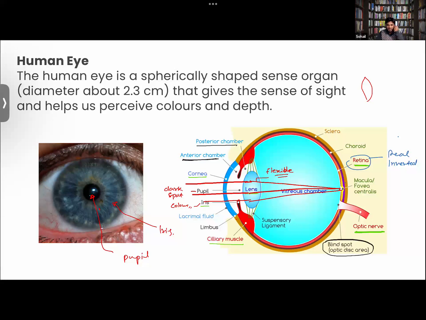Okay. Also, there's a point on the retina where an image is not formed. What do we call that point? Blind spot. That is the blind spot.